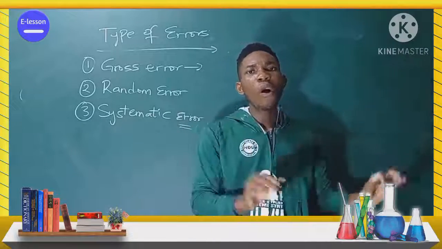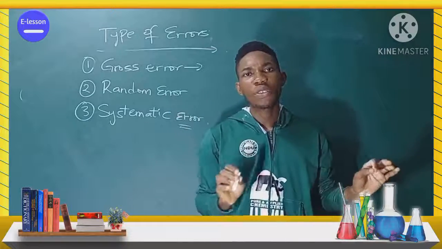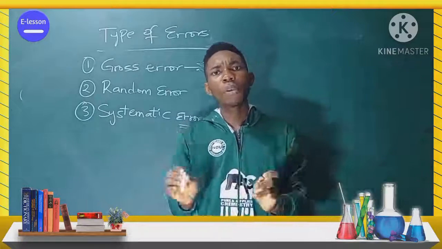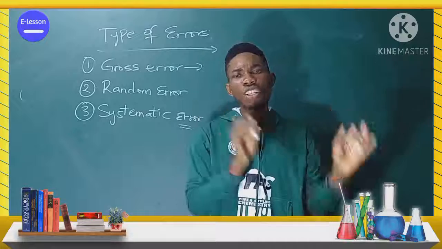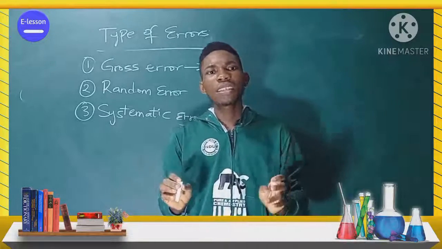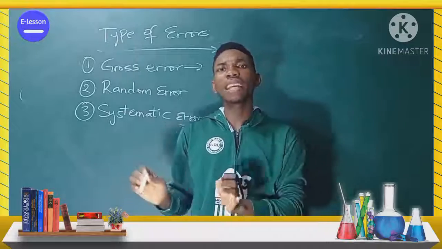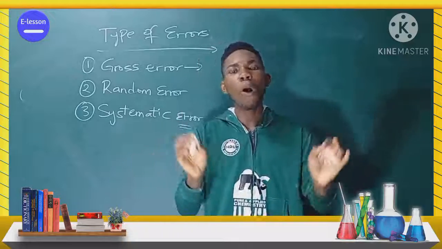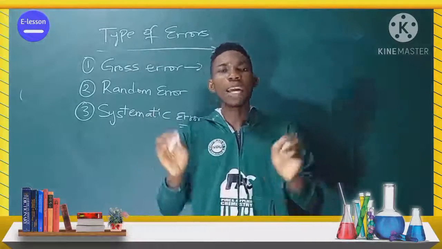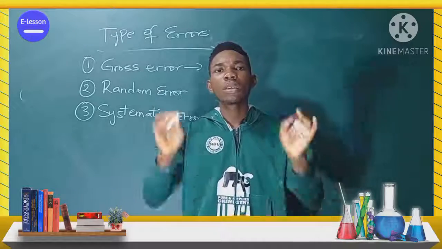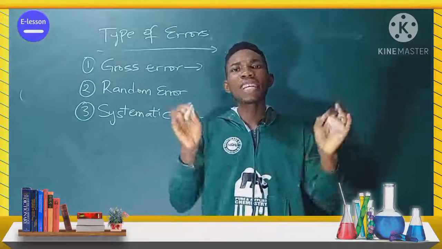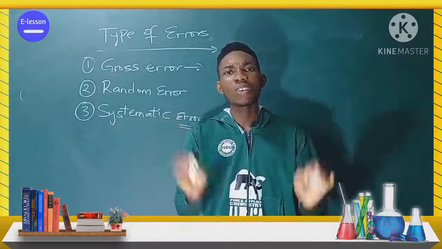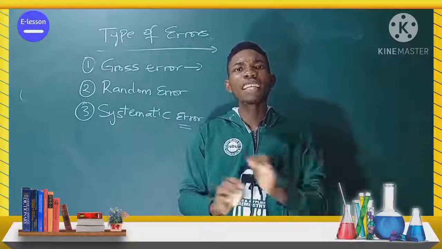Such kinds of error are known as what? Gross errors. Then, examples of gross errors are: 1. Obvious breakdown of a laboratory instrument. Secondly, when you think that a reagent is pure, only to discover that that reagent is impure or badly contaminated. Such kind of error is known as a gross error. Another is when a reagent is carelessly discarded. Such kind of error is a gross error. So that is basically it for gross error.